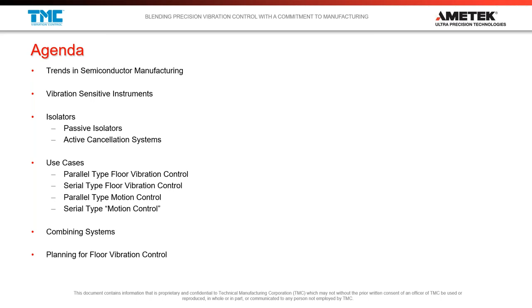And then we're going to spend a fair amount of time discussing active cancellation systems and focus on active vibration control because this is where the industry is heading, and it's been there in some respects for a long time, where active vibration cancellation systems have been used for a number of applications. And these applications I'll call use cases. Parallel type and serial type are the types of active cancellation systems we'll be learning about today.